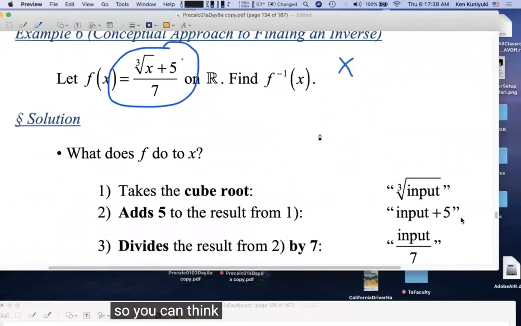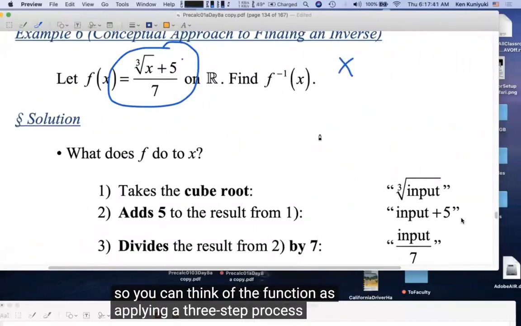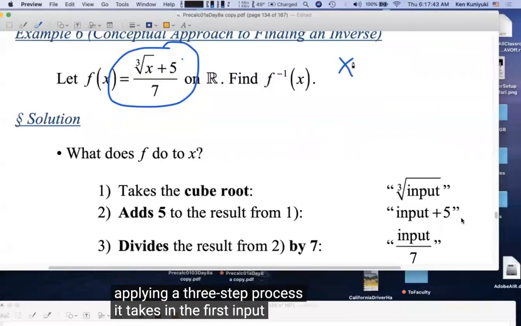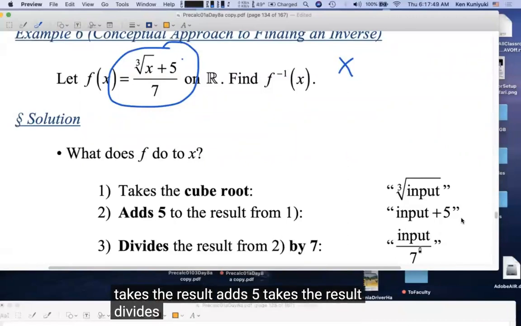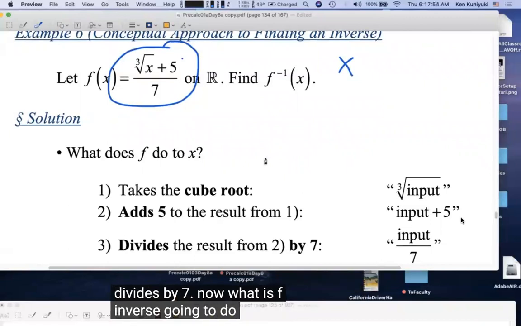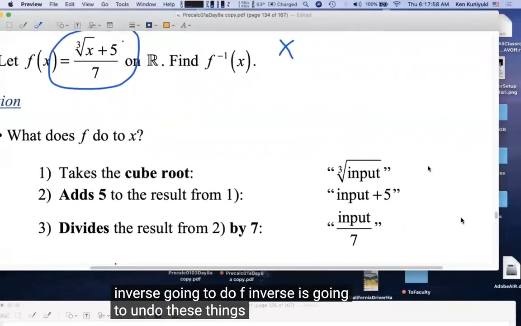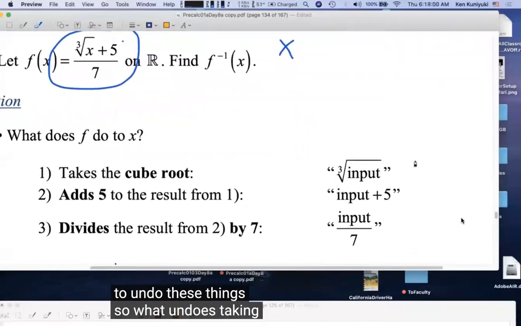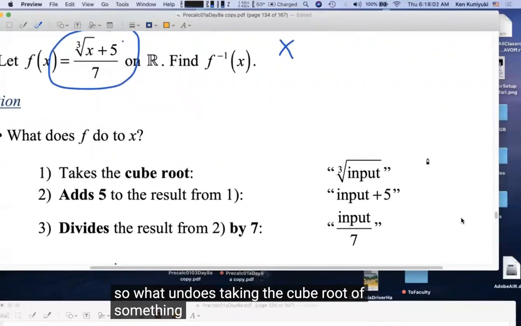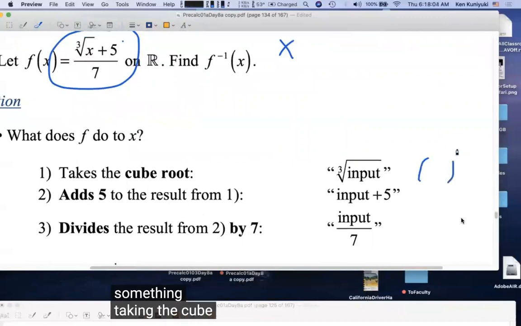So you can think of the function as applying a 3-step process. It takes in the first input x, applies the cube root, takes the result, adds 5, takes the result, divides by 7. Now what is f inverse going to do? F inverse is going to undo these things. So what undoes taking the cube root of something? Taking the cube of something.